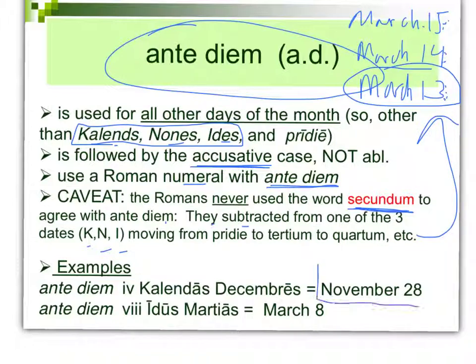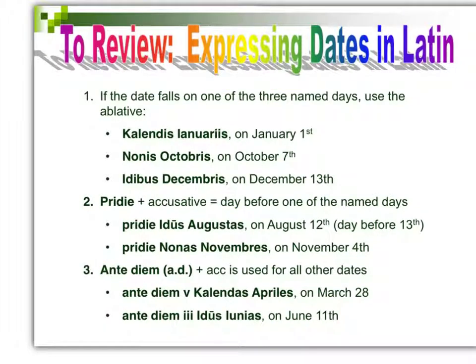Here are the answers to what I just asked you in the previous card. The 4th day before the calends of December is November 28th. And the 8th day before the Ides of March is March 8th. Okay, let's review how to express dates in Latin.